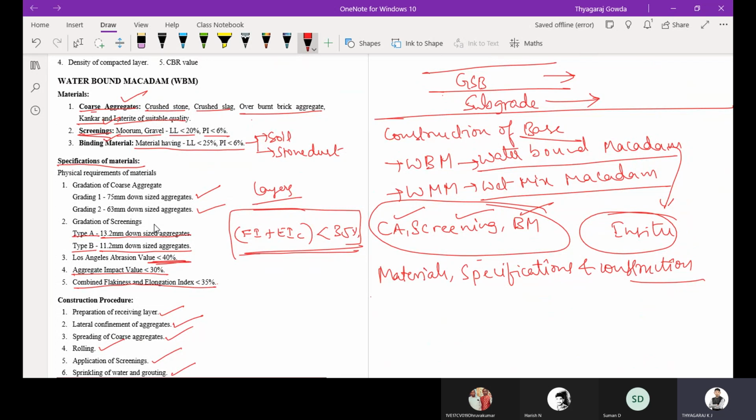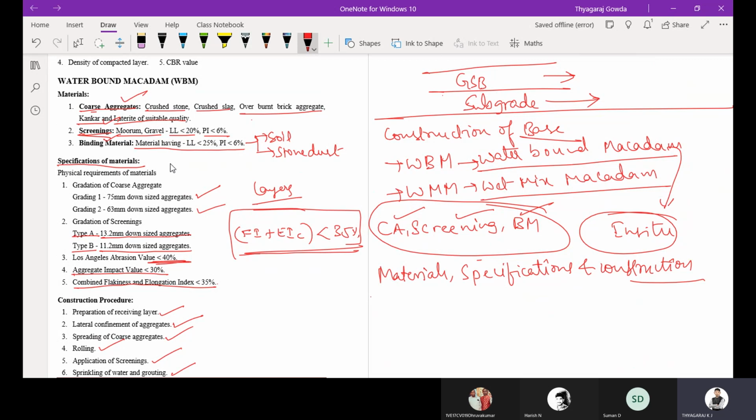Then a screening material, which will be used as murram or gravel, whose liquid limit is less than 20% and PI less than 6%. Then binding material. Usually the soil or stone dust will be used as binding material, whose liquid limit should be less than 25% and PI less than 6%.